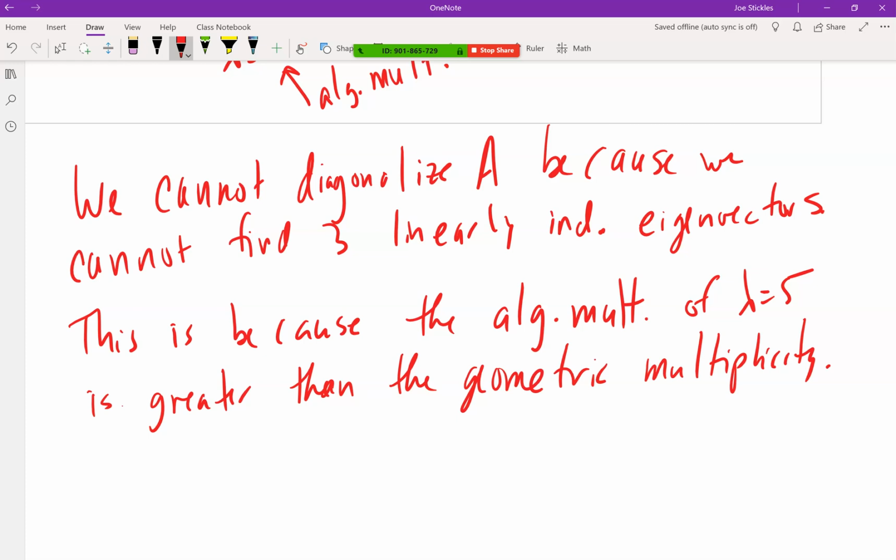And again, that's all you have to say at that point. If you find one eigenvalue for which this is true, you know that you cannot diagonalize. We need to have the algebraic multiplicity equal the geometric multiplicity for every single eigenvalue in order to be able to diagonalize. So I'm going to actually write that down too.